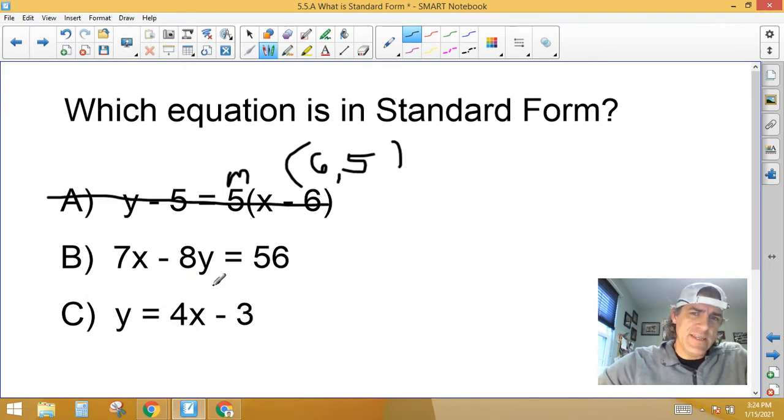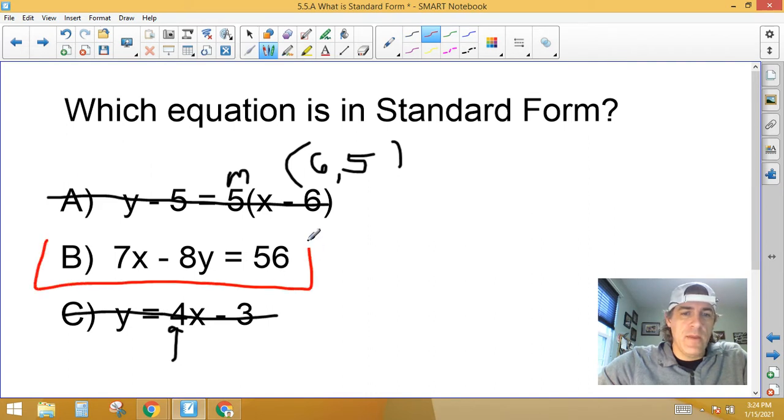But C, if I look at C, C is in slope-intercept form. There's my slope of 4. My y-intercept is negative 3. Nope. So the correct answer is B. That is in standard form. Ax, my A would be 7. By, my B would be negative 8 here. Equals C, and my C is 56.